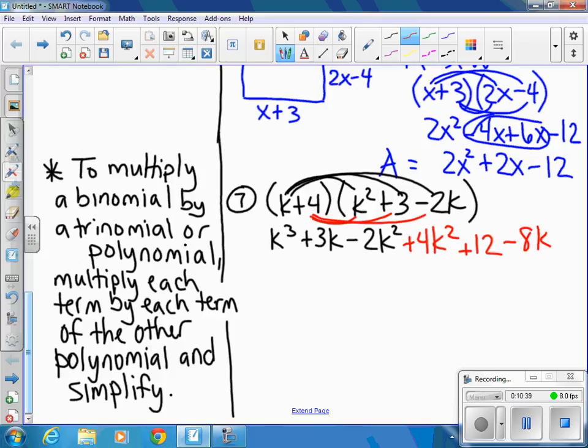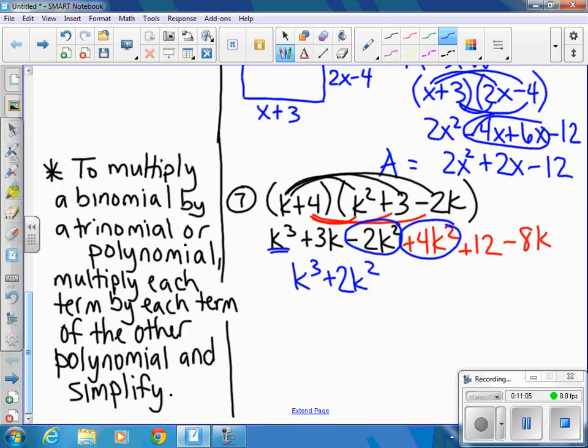Now that you've got this big old long stretch of stuff, you need to combine like terms and put them in order from highest power to lowest power. All right, so as I go through this, I see that k to the third power is my highest one. Nobody goes with it, so my answer must start k cubed. Then I go to k squareds. I've got a negative 2k squared right here and a positive 4k squared right here. I need to combine those. Negative 2 plus 4 is positive 2k squared.